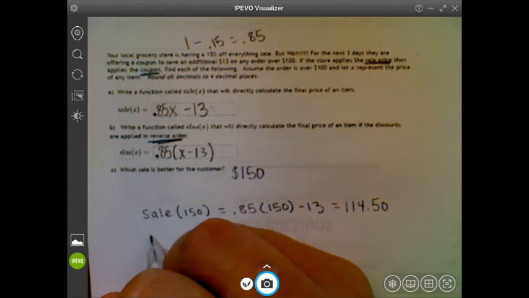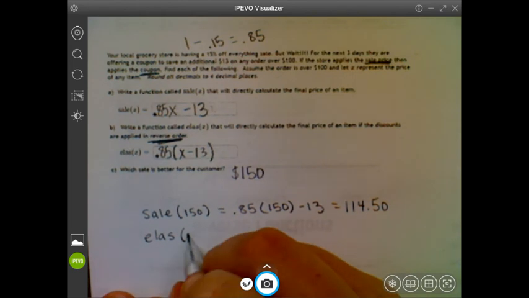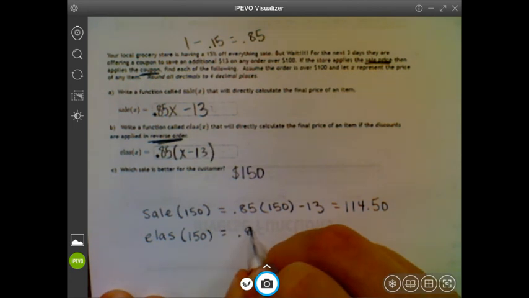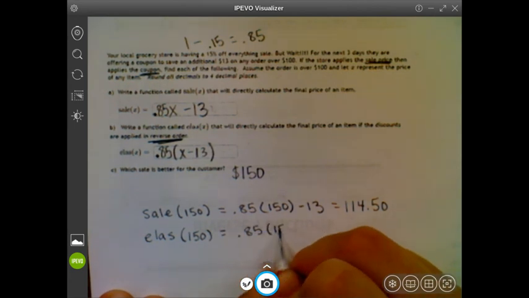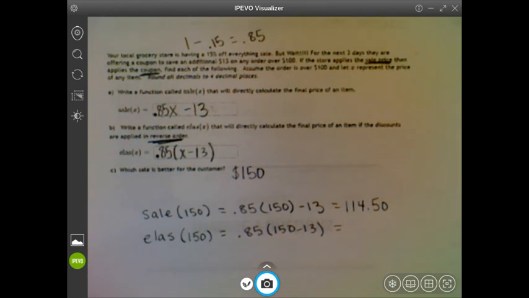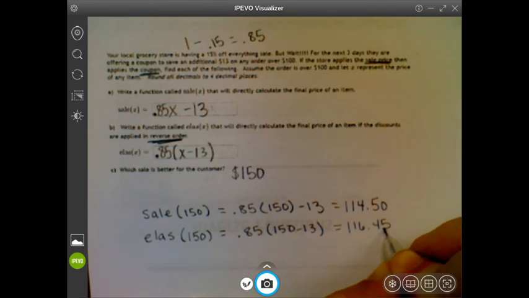So now we're going to calculate the same value for the reverse, the sale backwards. We're going to plug in 150 again, and we're going to see which one is a better deal. In this case, we're going to subtract the 13 first, then multiply by 0.85. And I get 116.45.